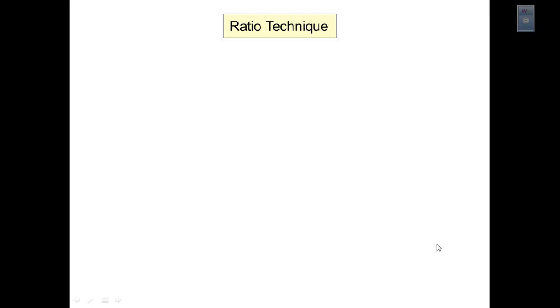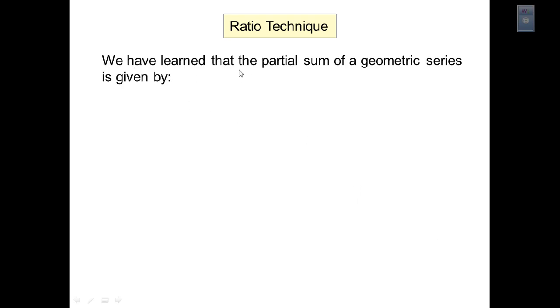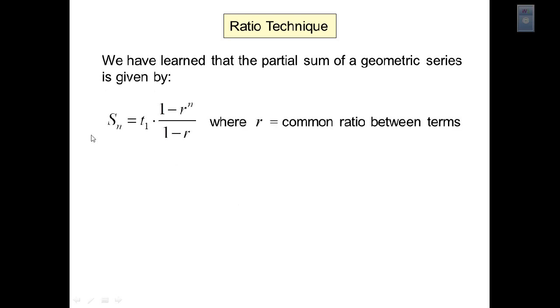All right, so next let's look at the ratio technique. We have learned that the partial sum of a geometric series is given by S sub n equals t sub 1 times 1 minus r to the n power over 1 minus r, where r is a common ratio between two terms. When the absolute value of r is less than 1, the series converges. And when the absolute value of r is greater than or equal to 1, the series is going to diverge.